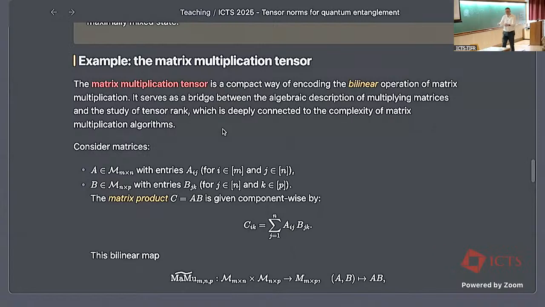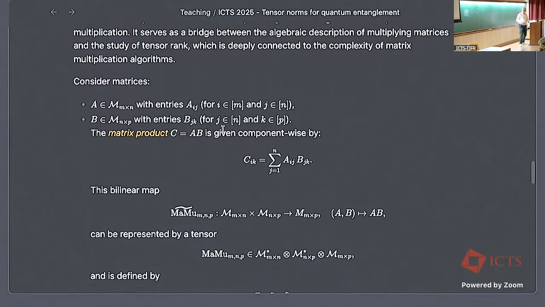So what is the matrix multiplication tensor? First, let's look at matrix multiplication. It's a bilinear map. The map which sends A and B to C, to their matrix product, is a bilinear map which goes from m cross n times n cross p matrices to m cross p matrices. So it sends the pair (A, B) to the product AB. As you know, for any bilinear map, I have a tensor. That's the point of tensors. They linearize bilinear maps. So this is the definition of the matrix multiplication tensor, the MaMu tensor.